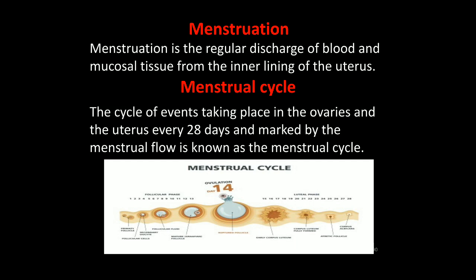The cycle of events that take place in the ovaries and the uterus every 28 days and is marked by the menstrual flow is known as the menstrual cycle. Menstruation is the regular discharge of blood and mucosal tissue from the inner lining of the uterus.